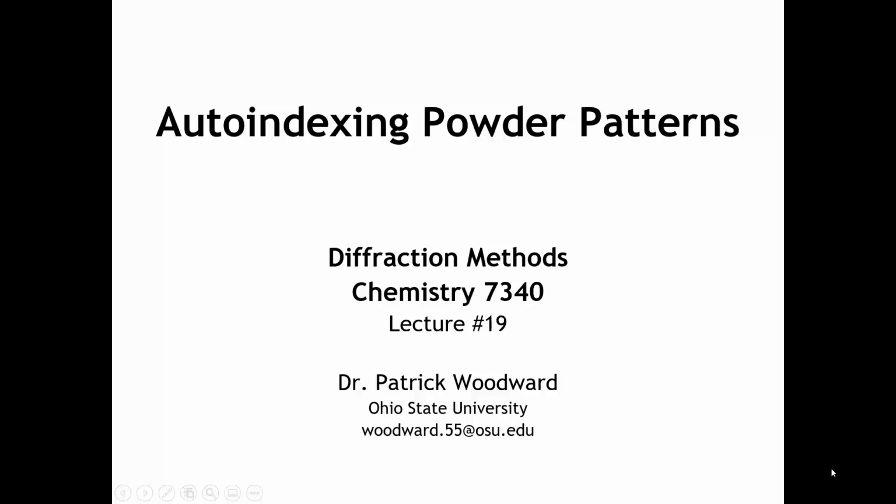Over the past few lectures, we've been examining methods of indexing X-ray powder diffraction patterns. And we saw that for cubic crystals, this process is relatively straightforward. However, as the symmetry gets lower, it becomes increasingly difficult. And for many crystals, the only practical way to do this is to use a computer. That approach is called autoindexing. And in this lecture, we're going to look at approaches to autoindexing powder diffraction patterns.